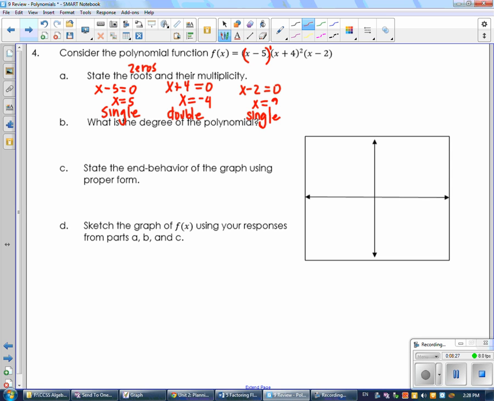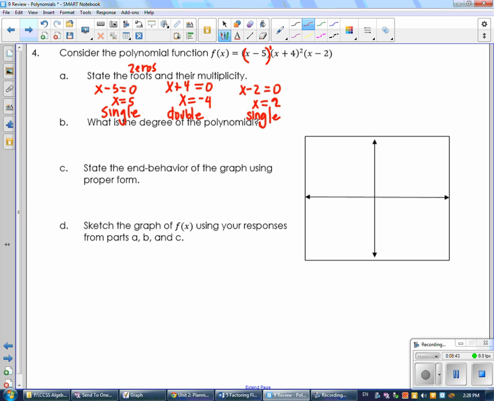Sorry. So the degree of your polynomial should correspond to the number of factors of x. So if I look at my quantity, this is where you have to add them all up. When it's in standard form, the degree is really obvious. It's just the highest exponent. But when it's in factored form, you have to count up all the factors of x.